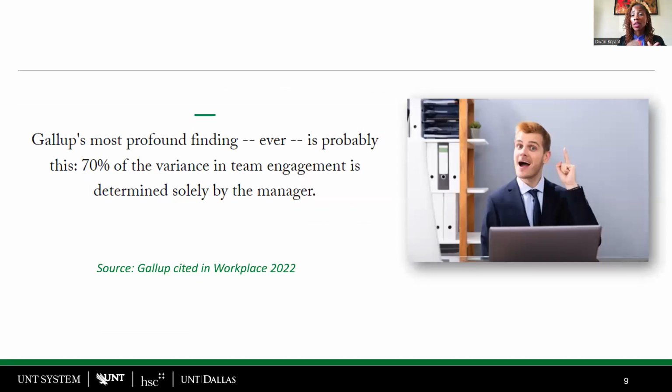Now, Gallup's most profound finding ever, I think, is probably this: 70% of the variance in team engagement is determined solely by the manager. And I know that seems like a lot of pressure, but truly attitude reflects leadership. So that means that the manager is not only the most important determining factor in how the team engages, but the team is watching the actions and the behaviors of how the manager shows up, because it creates a significant impact on the team members' motivation, productivity, and really just overall employee satisfaction with their work.